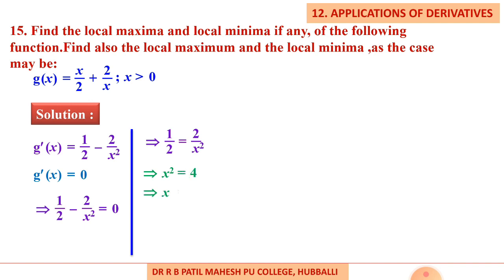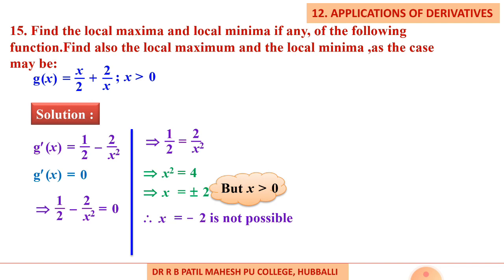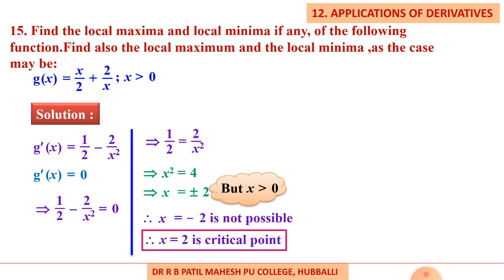We get the critical point: 1 by 2 equal to 2 by x square, that is x square equal to 4, or x equal to plus or minus 2. But here x is greater than 0, as already given in the example, so we can't consider x equal to minus 2. We only have to take one point, that is x equal to plus 2, because x equal to minus 2 is not possible. So you get only one critical point, that is x equal to plus 2.